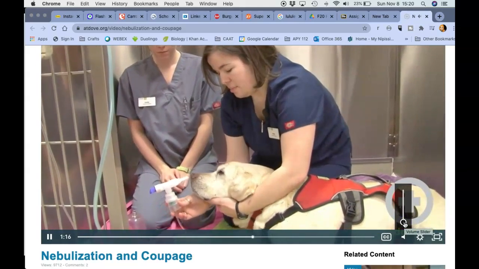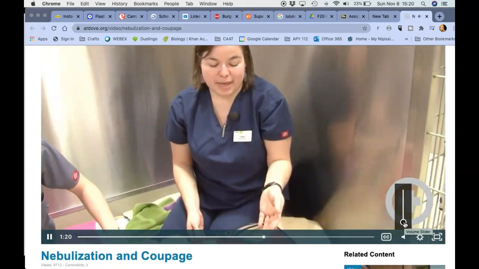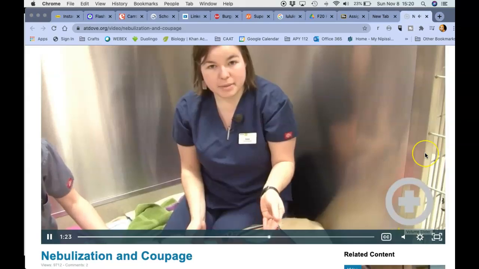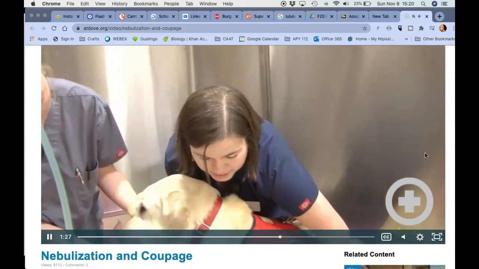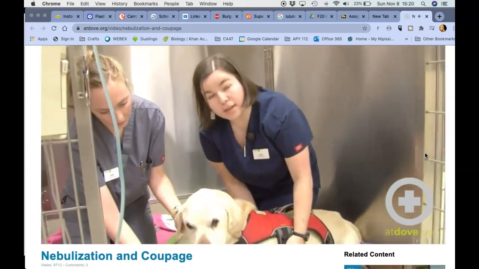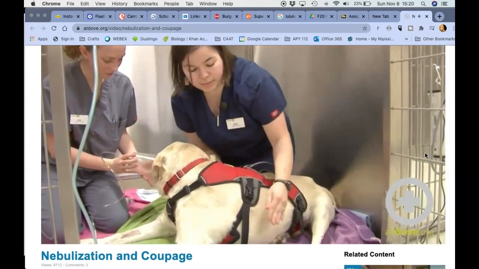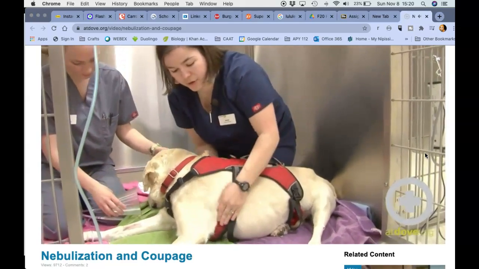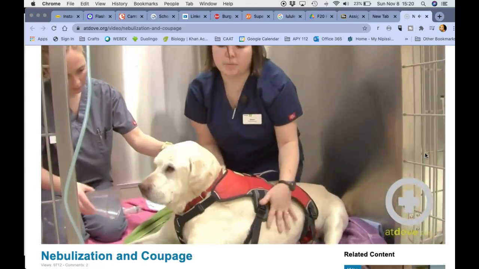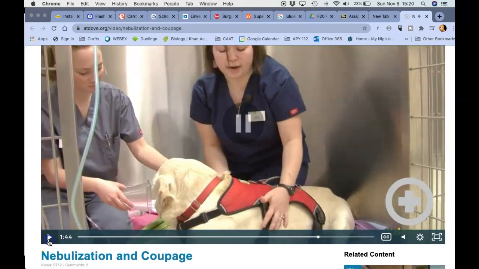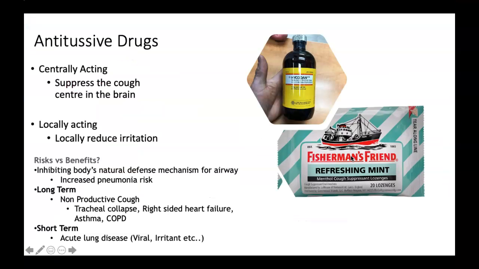So what she's doing is using a nebulizer to pass oxygen that's been humidified into a vapor to the patient themselves. And then she's going to use a procedure called coupage, where she's physically exerting her own hand pressure on the patient's thorax in a cranial motion, so lateral cranial motion, to help loosen some of that mucus that has become stuck on the side of the lungs. So that is a procedure that can be really helpful for patients who are having difficulty breathing, especially if they have that productive cough.